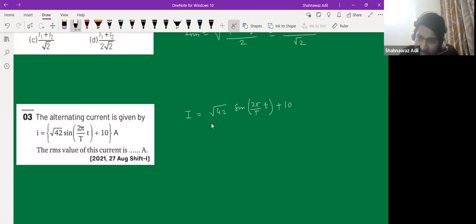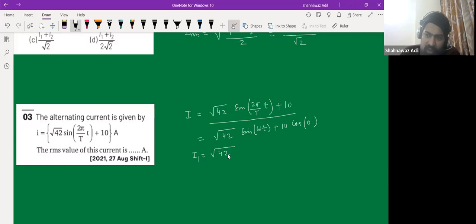We can write this as root 42 sine omega t, where omega is pi by t, plus 10 cos omega t. So what are the two peaks that we have? One peak, I1, is root 42, right? Clear? And what is the other peak value? These are the peak values, right?